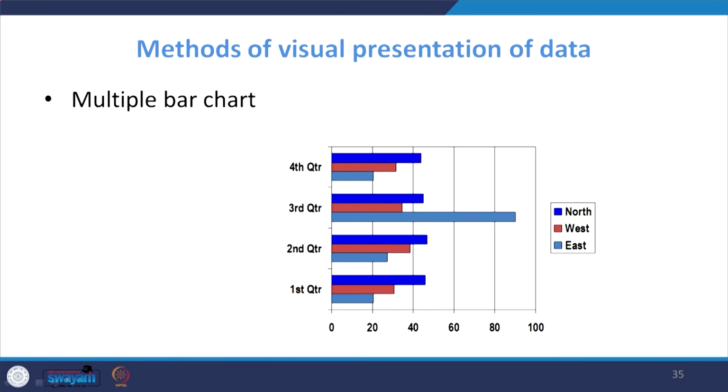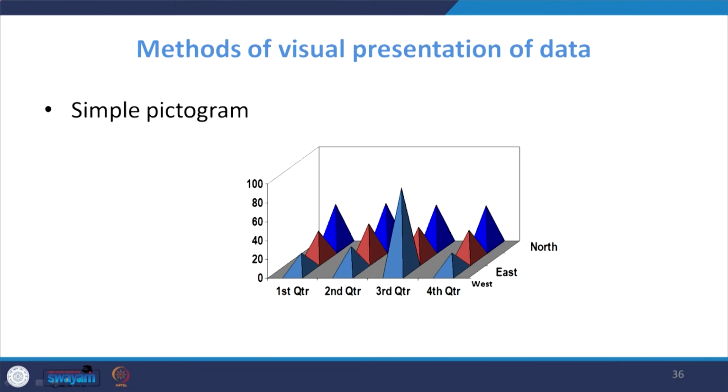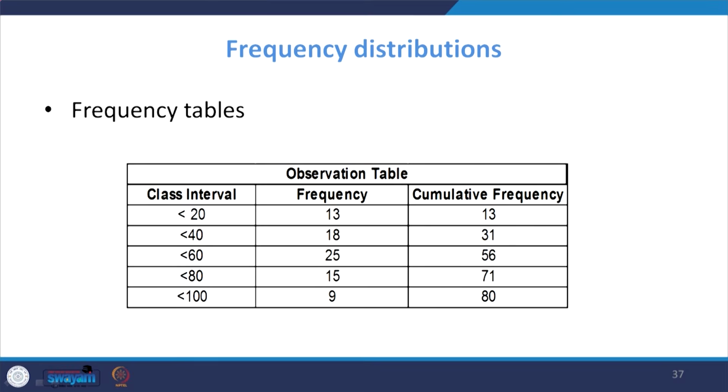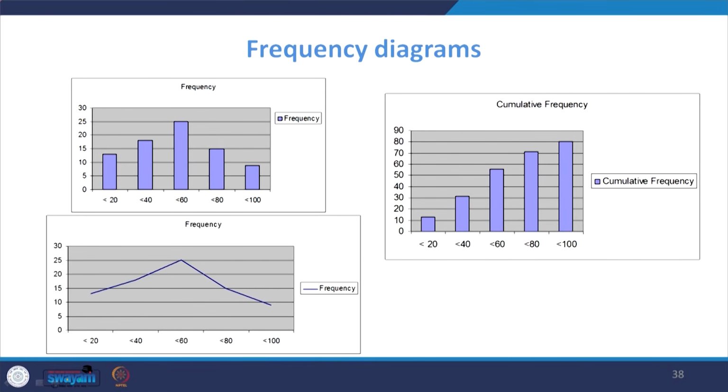Another one is a multiple bar chart. This is another way to represent the data visually. Another one is a simple pictogram. See, this is a frequency table. The next one is a frequency polygon. These figures are drawn from our previous table which was shown in the previous slide. So below 20, around 13, 14, the first point; this represents the frequency polygon. When you connect the midpoints, this is called a frequency polygon. Then this one is the cumulative frequency.